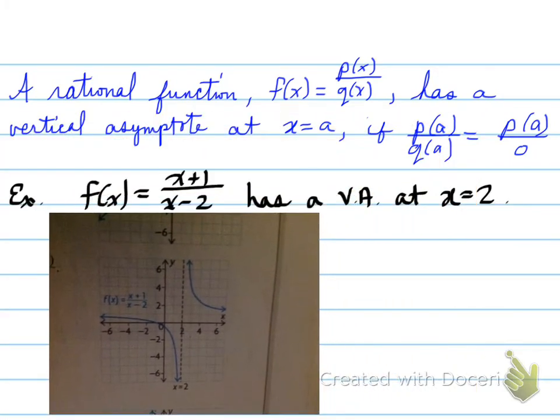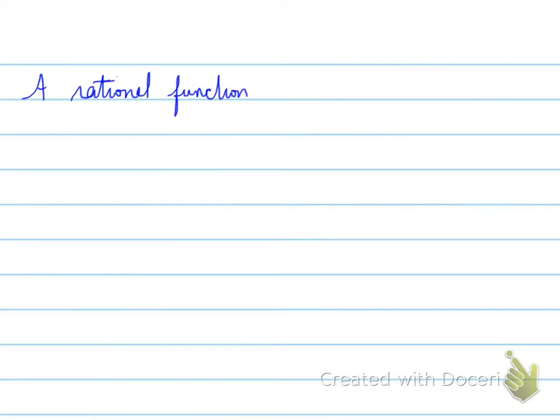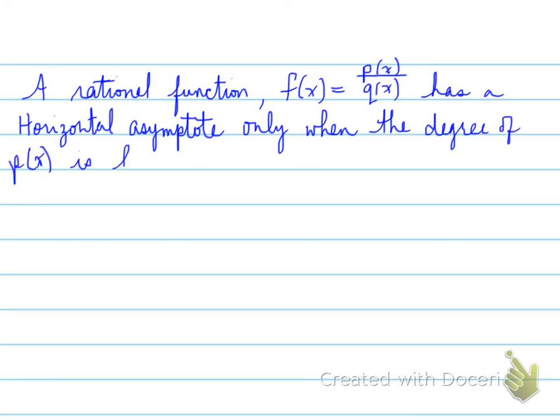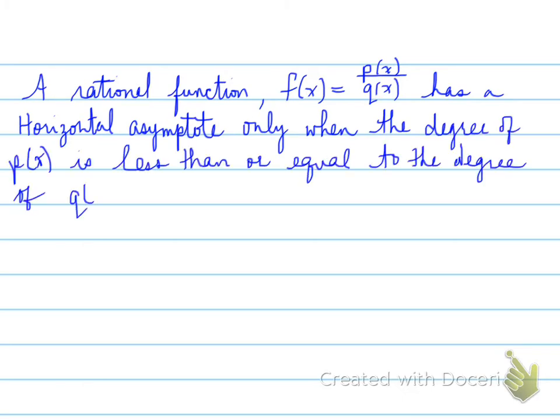All right, let's keep going. So a rational function f of x equals p of x over q of x has a horizontal asymptote only when the degree of the numerator is less than or equal to the degree of the denominator.